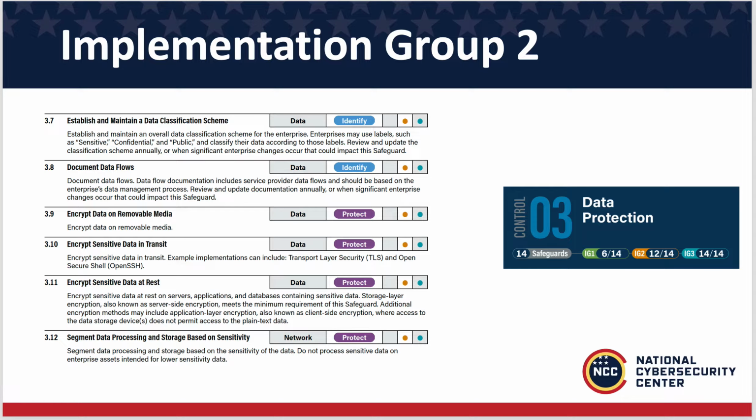IG2, we're looking at a data classification scheme. So if you have different levels of access within your organization, or some things that everyone in the organization can see, some things you only want managers to see, something you only want executives to see, and then some things you only want different departments to see. That would go into a data classification scheme, data flows, different types of encryption policies here, all in implementation group number 2.